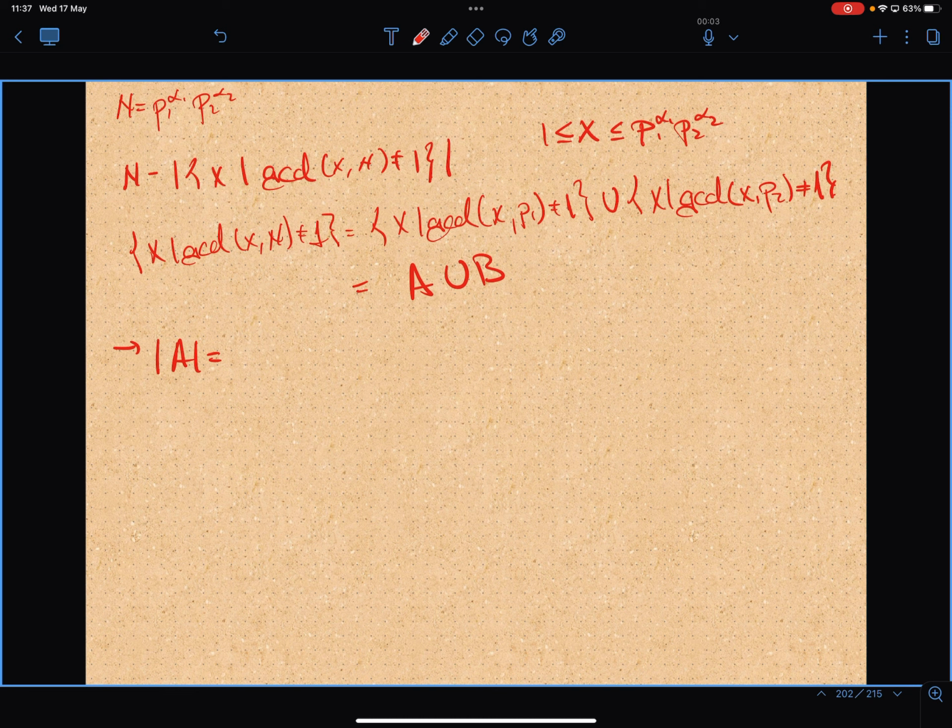So the idea here is that we're trying to compute the cardinality, the number of elements here. And the idea is that we're going to split it up into the different components and just try to do the inclusion-exclusion formula to compute this. So the first thing is the cardinality of A, the number of elements whose GCD with P1 is not equal to 1, and where x is in this range. What's that number?